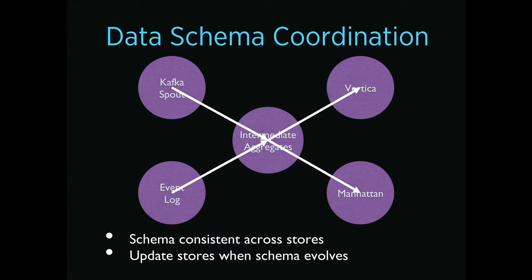So typically, data schema coordination is, I have data coming in from either a Kafka spout, which is consumed in real time, or some event logs in HDFS. I produce some aggregates that then get stored inside Vertica or inside Manhattan, for example.